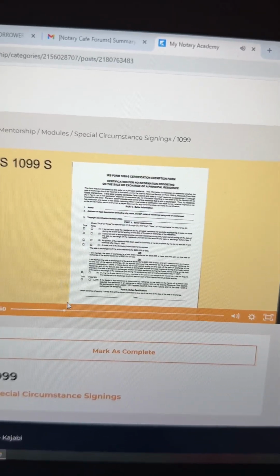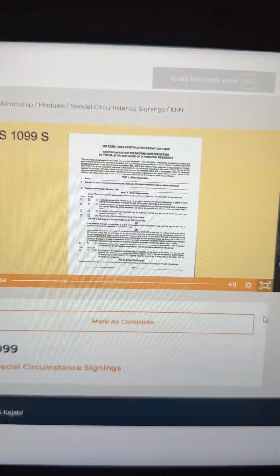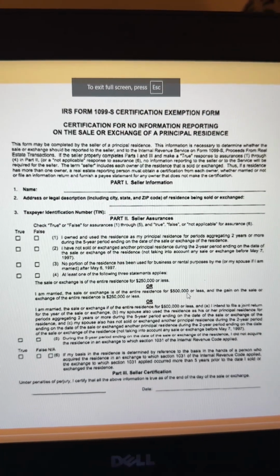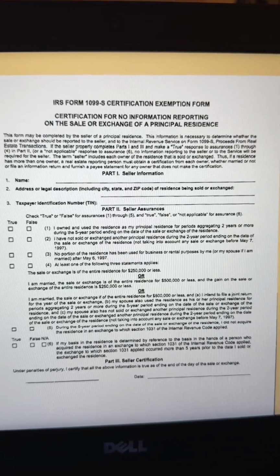Yes or no, but written in IRS true or false questions. So the first thing you're going to do is have the seller write their name on line 1. Make them print their name.